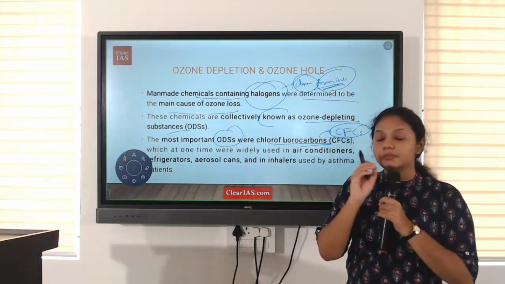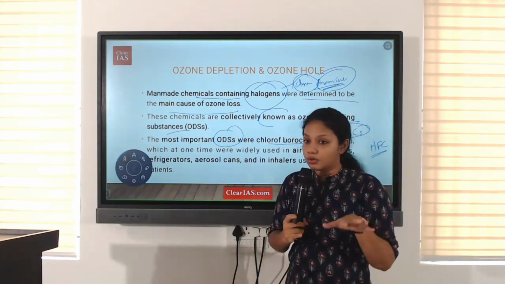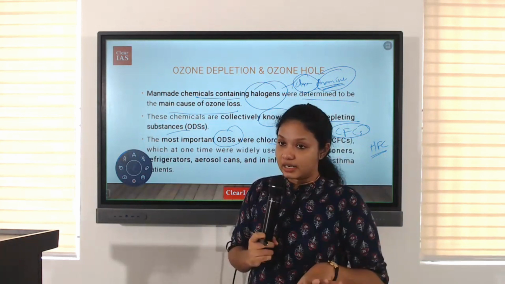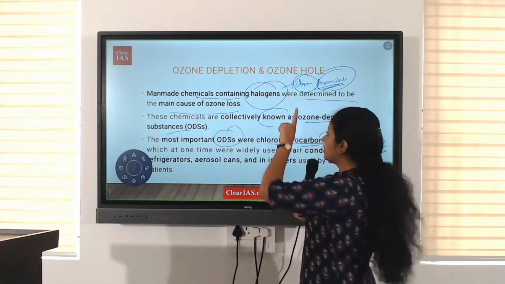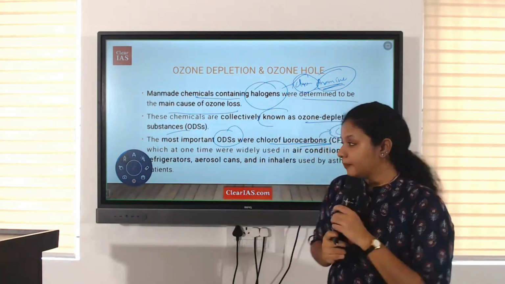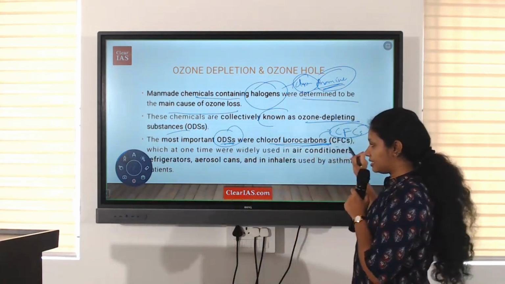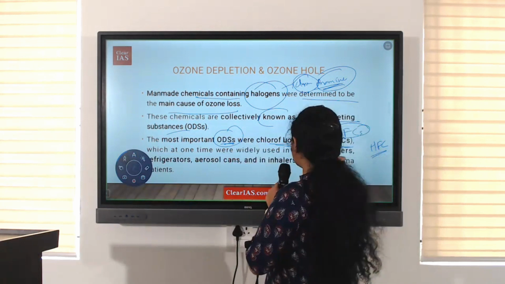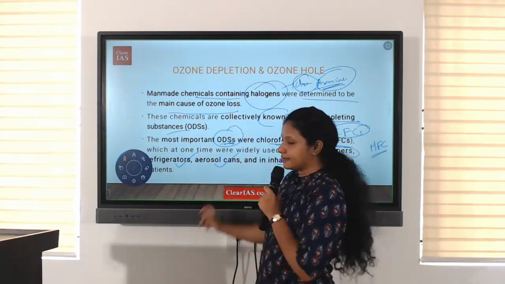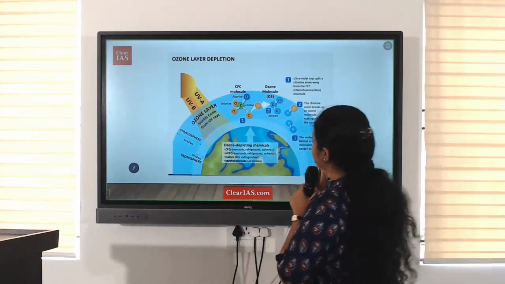There is a misconception that fluoride causes a decrease in the ozone layer since it's a halogen, but it is not like that. Fluorides are not reducing the ozone layer. Other halogens like chlorine and bromine are responsible for the reduction. So the most important ozone depleting substances were chlorofluorocarbons, or CFCs, which one time were widely used in air conditioners, refrigerators, aerosol cans, and inhalers. Clear? Okay, this is the picture.